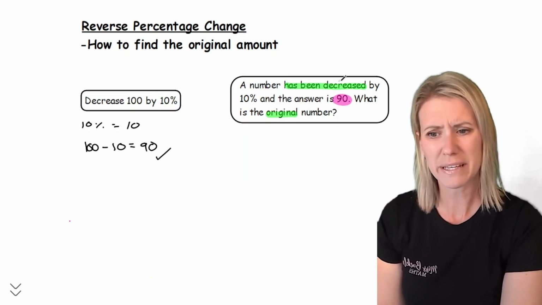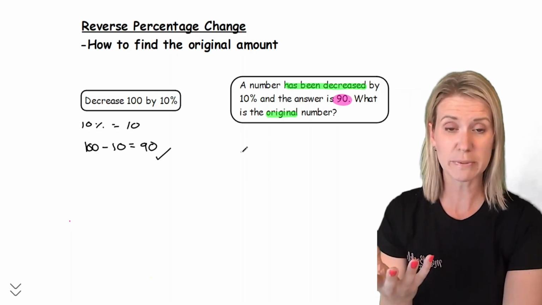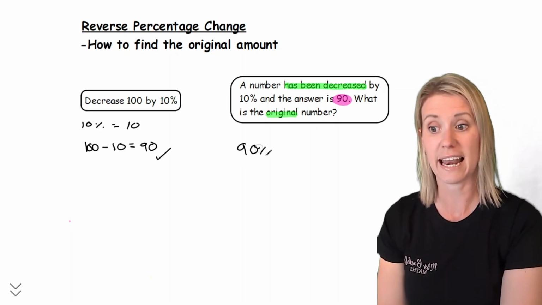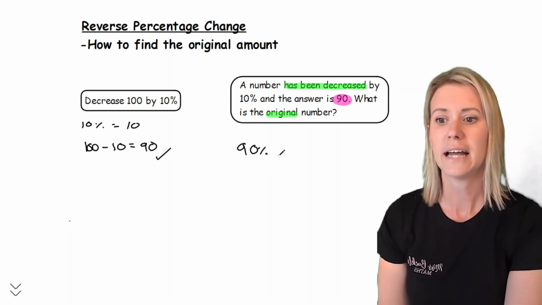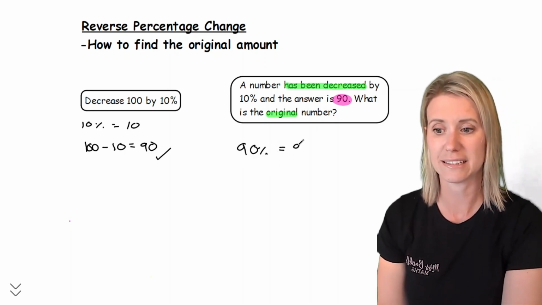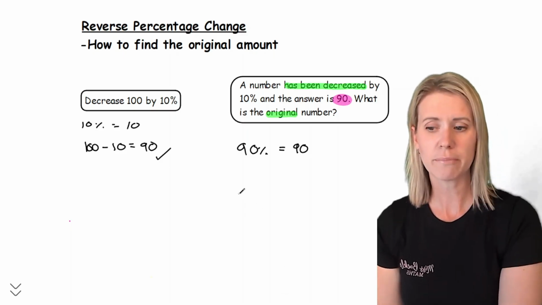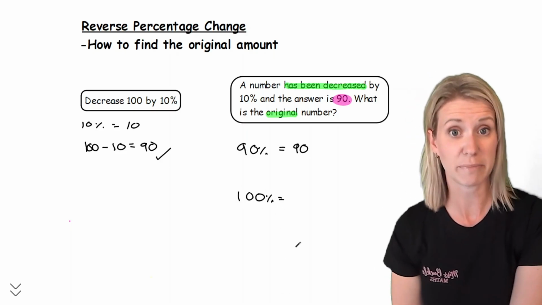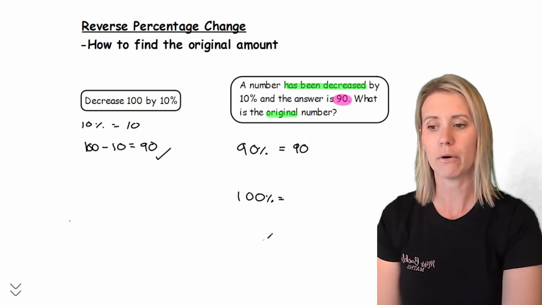We say, okay, it's been decreased by 10%. Original was 100%, we've taken off that 10%. We now have 90% left of our original number, and 90% of our original number is 90. Our original number was 100%, and that's the percentage we're trying to get back to. And how are we going to do that?